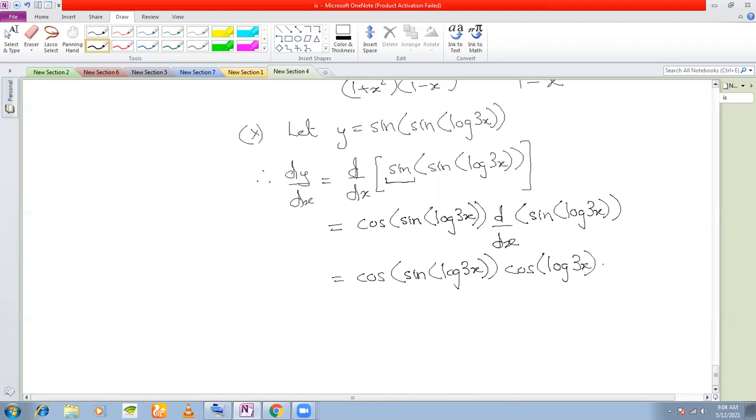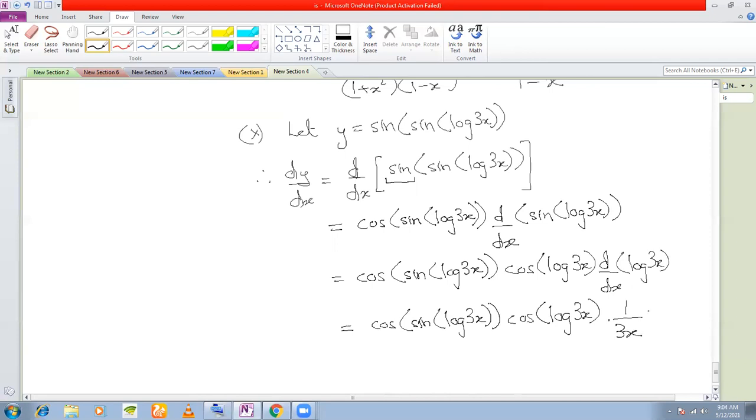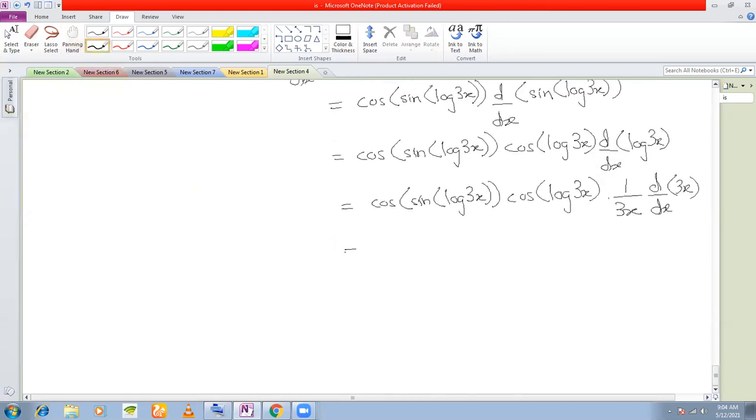And then d/dx of log 3x. Tell me, and then after that, 1 by 3x. Yes, first you differentiate the log, so you get 1 by 3x into, what else? d/dx of 3x, what you have inside the log, isn't it? That's it. Now this problem is done. d/dx of 3x, you know, is 3.